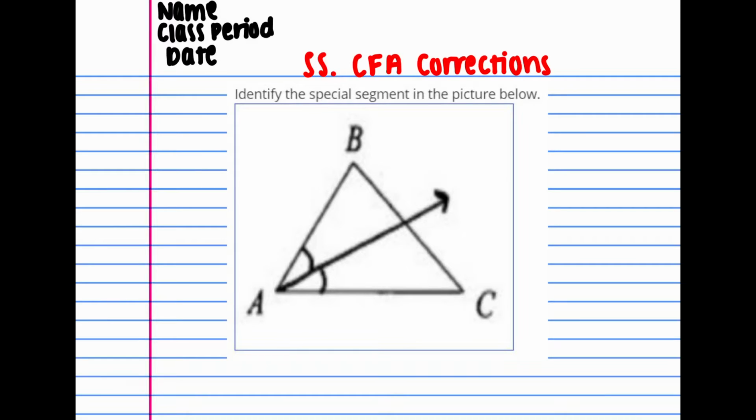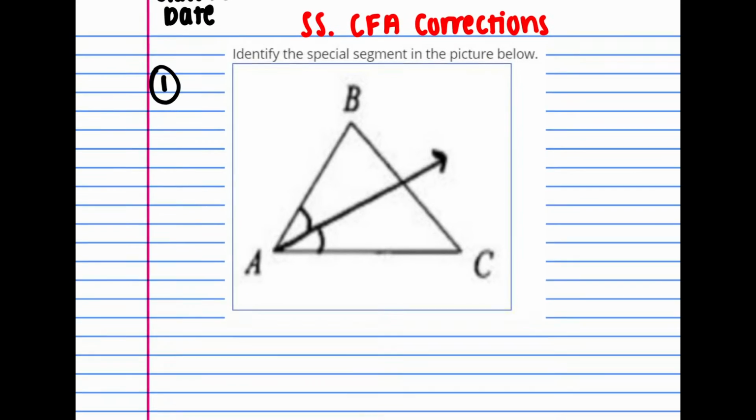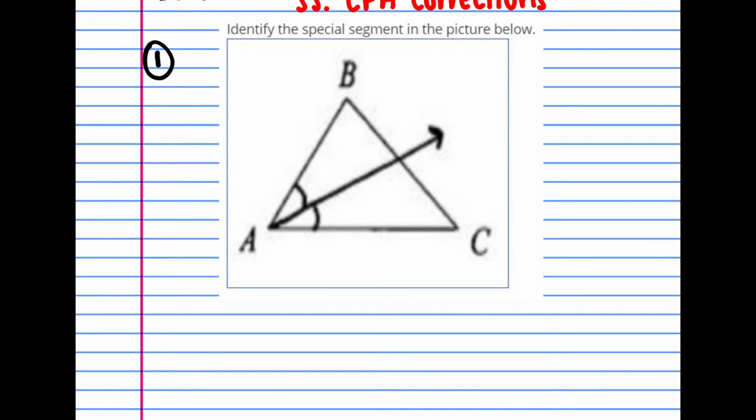So this was the first one. You don't have to draw the picture, but you do need to write number 1. Identify the special segment below in the picture. So we have this big angle right here, and it's cut in half into 2 smaller angles that are equal. That tells you that this is an angle bisector. So you're going to write number 1, you're going to write angle bisector.